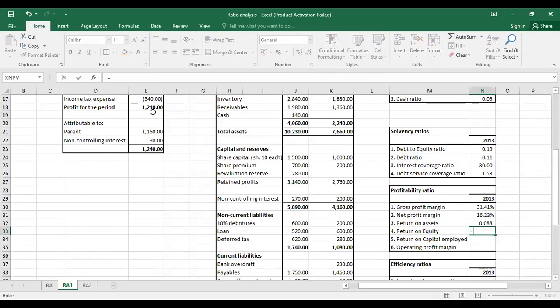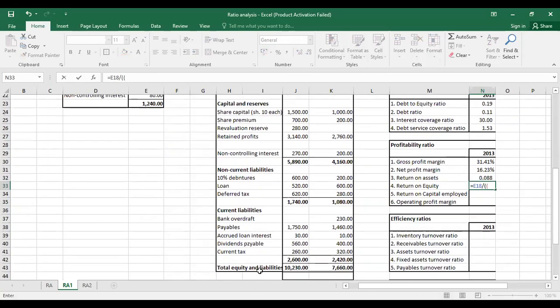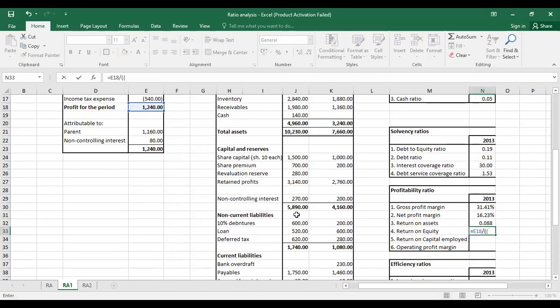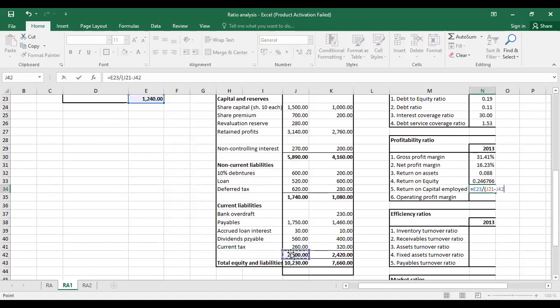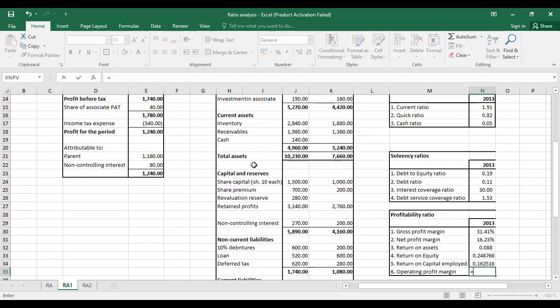Then return on equity, the same thing. This one, divide by, you open your two brackets, your equity. So it was this one here, plus this one. Then you close the first bracket, divide by 2, you close the second bracket. Return on capital employed: the same thing, the return, divide by, you open only one bracket, your total assets minus current liabilities. Control enter.